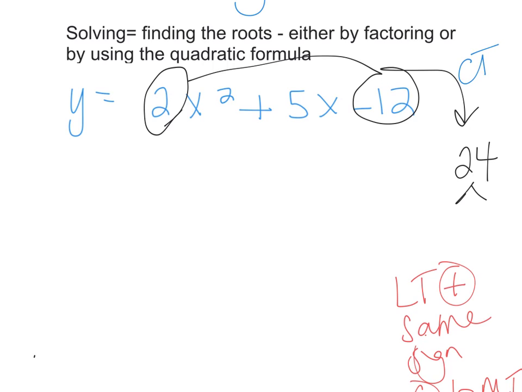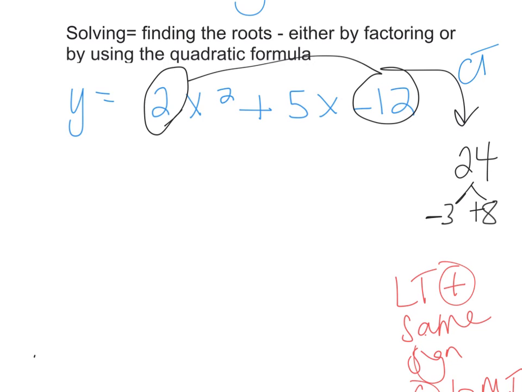So when I'm looking for factors, I'm looking for factors of 24 that subtract to 5. Two numbers that multiply to be 24 and are 5 apart, or that subtract to 5, are 3 and 8. Of those two numbers, the bigger number, which in this case happens to be the 8, should have the same sign as that middle term. So this positive goes with the bigger of the factors. So positive 8 and negative 3.